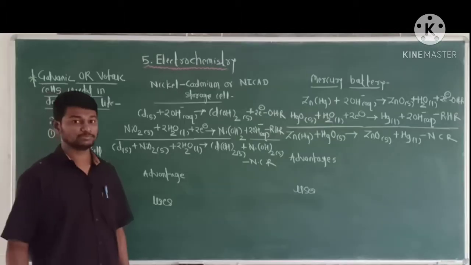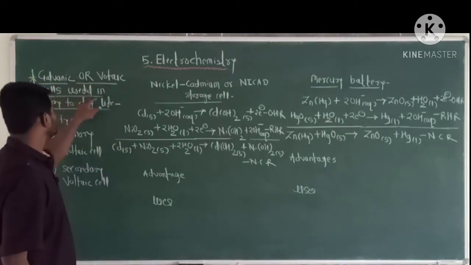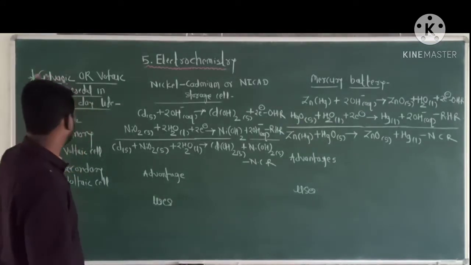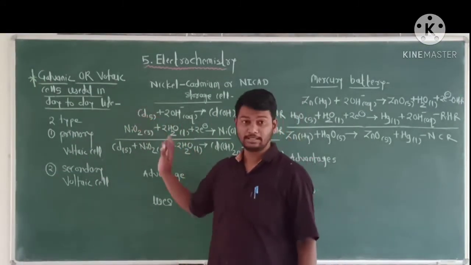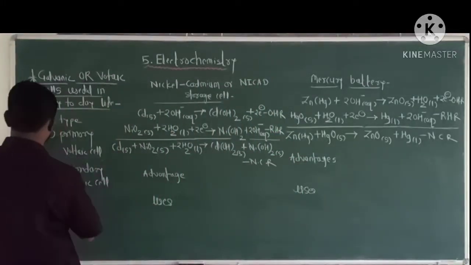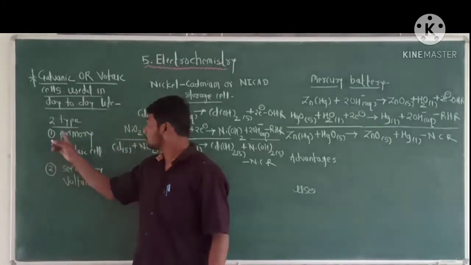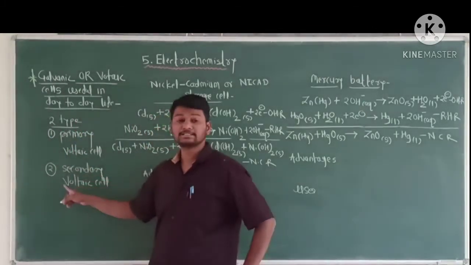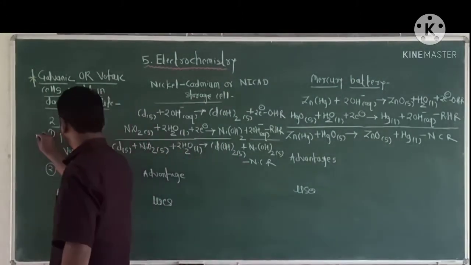The next point is galvanic or voltaic cells used in day-to-day life. Galvanic or voltaic cells have two types. First, the primary voltaic cell, and second, the secondary voltaic cell. Now first of all, the primary voltaic cell.